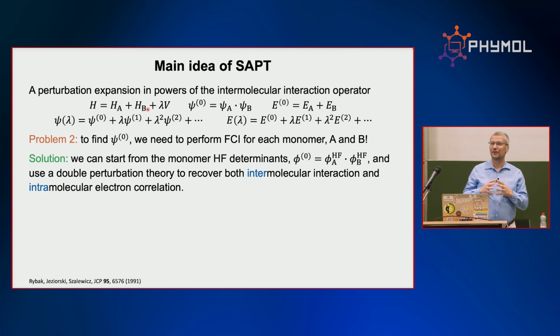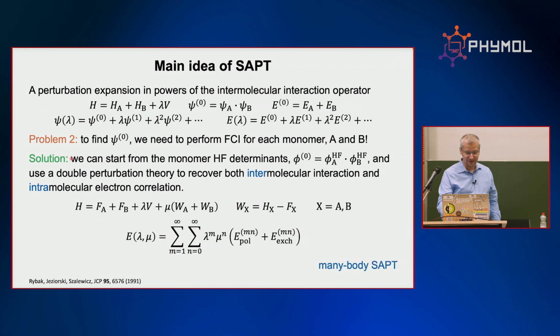And now, of course, we're missing something important. We're missing electron correlation inside the monomers, so inside each molecule. So now we'd like our SAPT to recover not just the intermolecular interaction, but also how this interaction is affected by the intramolecular electron correlation, because that's definitely something that our zeroth order wave function is missing. So how do we do that? We do a double perturbation theory. That's historically the first approach to solving this problem.